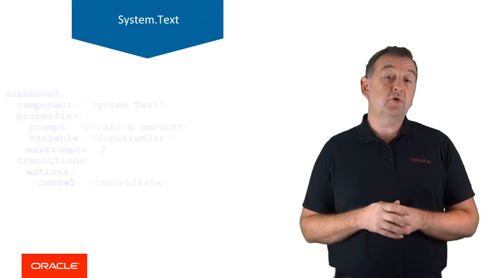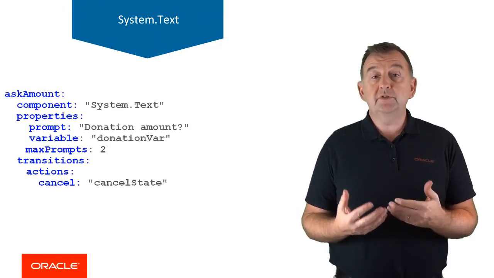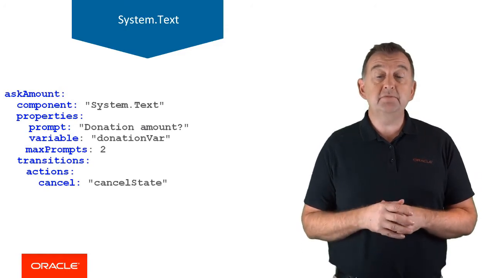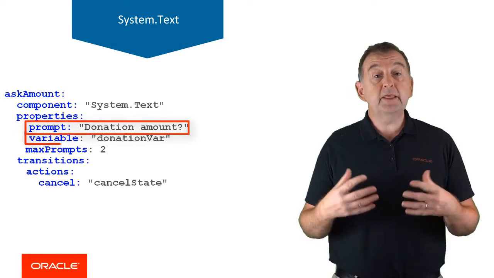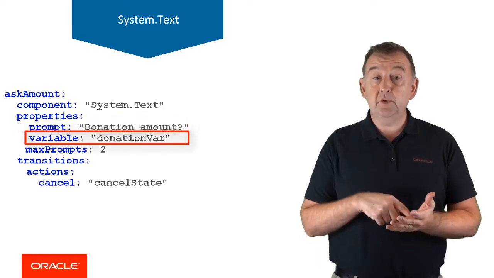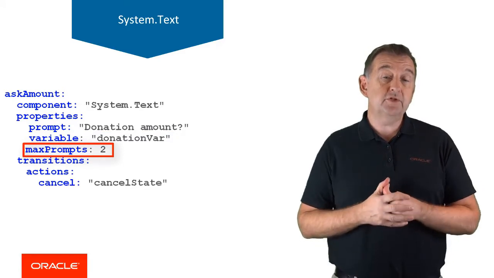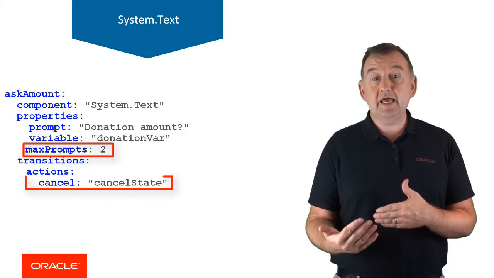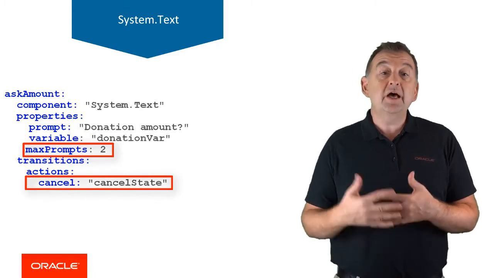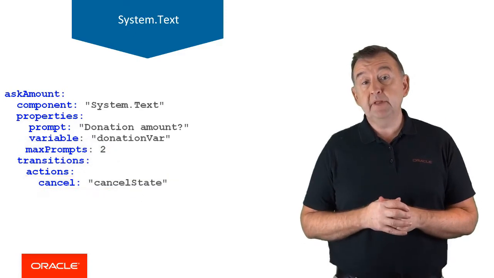Next we're on to system.text. Again, it's a very simple component which you'd use if you want to get a specific piece of information maybe the user hasn't yet supplied. So you can prompt the user, get the user's input and into a variable. Now the max prompt property determines the number of attempts a user has to provide a valid value before the cancel action is called to transition, allowing you to have a graceful handling if the user's not entered correct data.